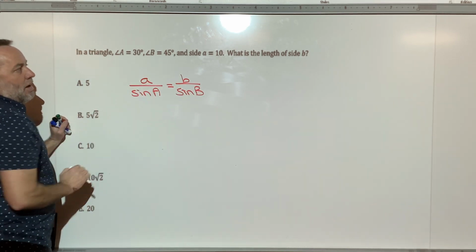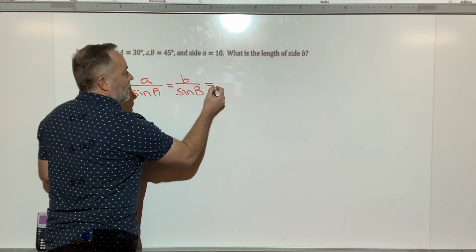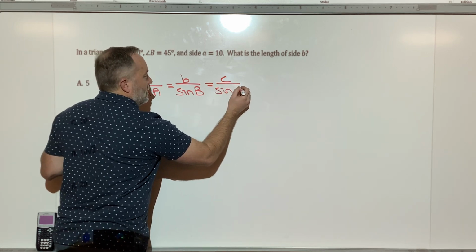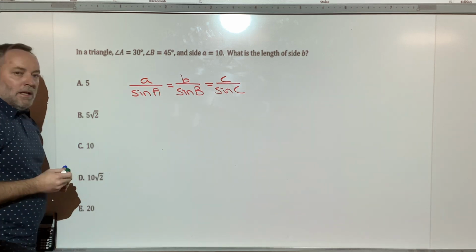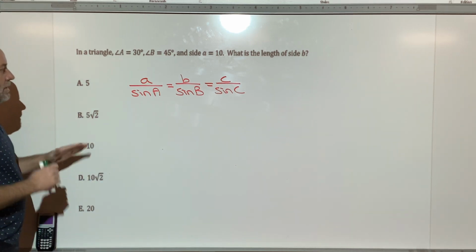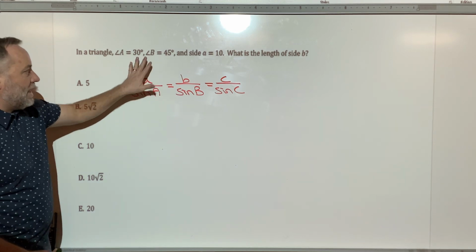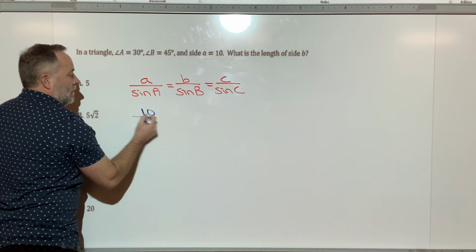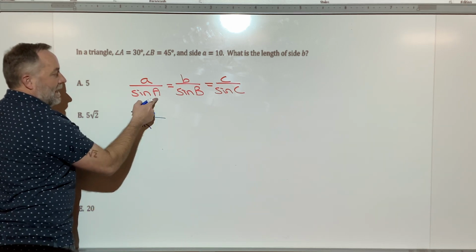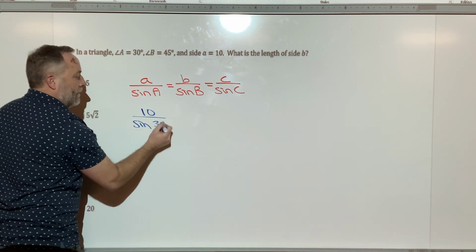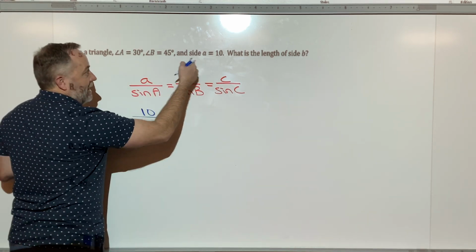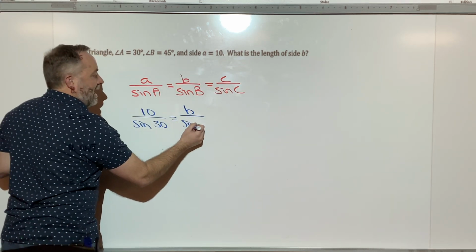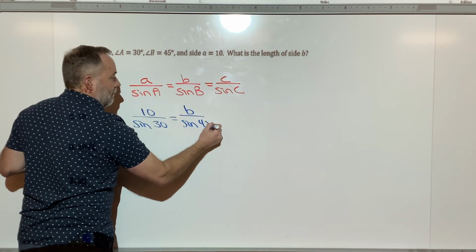And that's really all we need to solve this question, but there's a third piece of the law of sines, and that would say side C divided by sine of angle C is equal to either of the other two. Okay, so we're just going to use this first part because we just have A and B. And so if we do that, side A is 10, so 10 divided by sine of angle A, but angle A is 30. And that's going to equal side B, which is what we're looking for, divided by sine of angle B, which is 45.